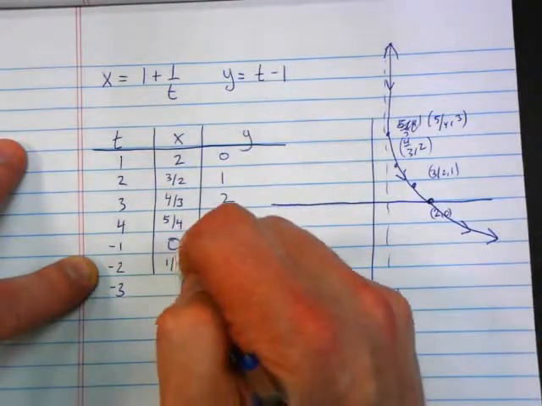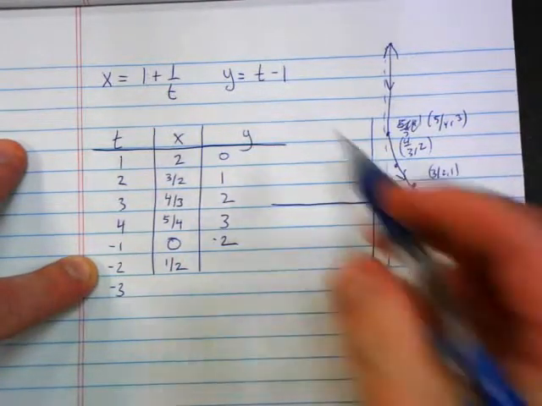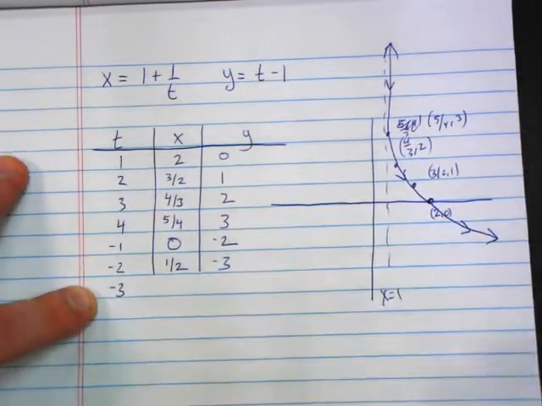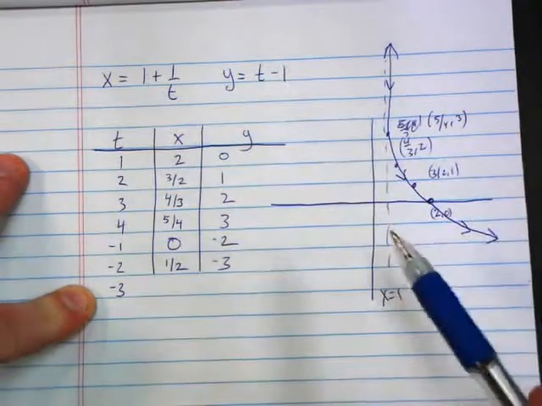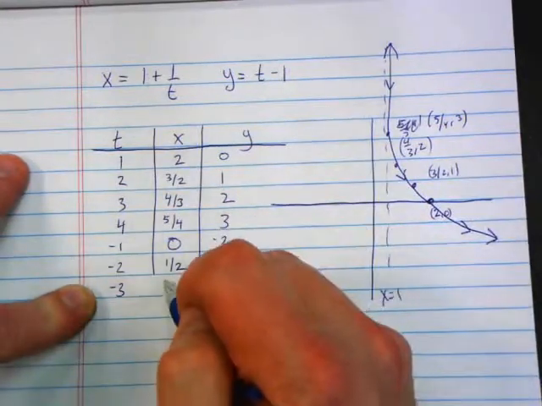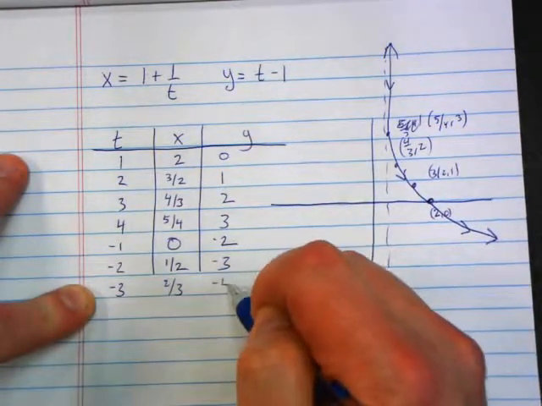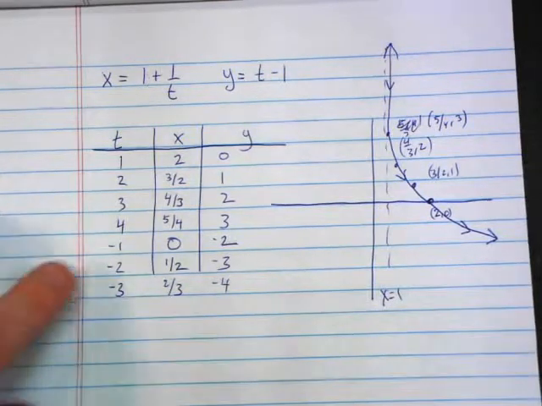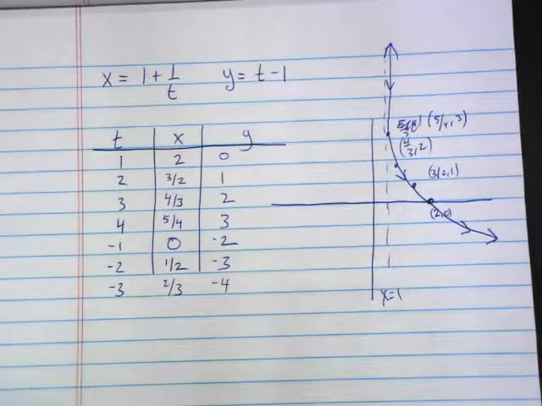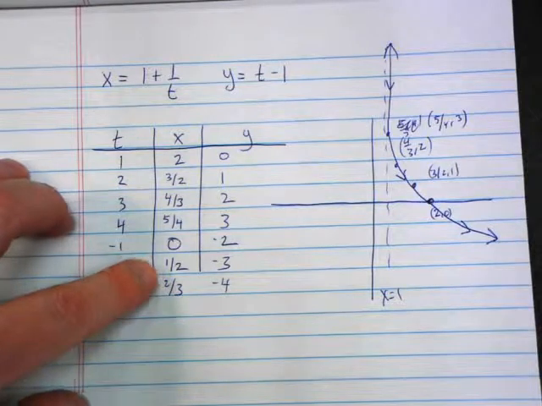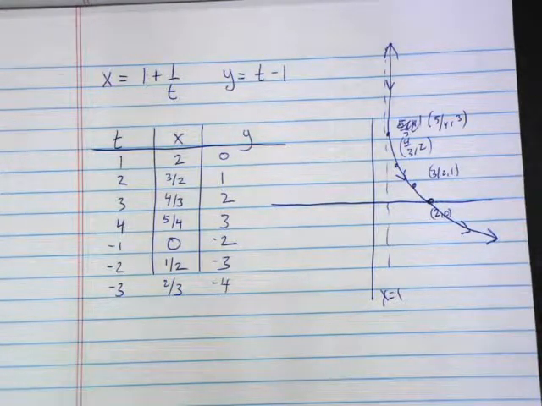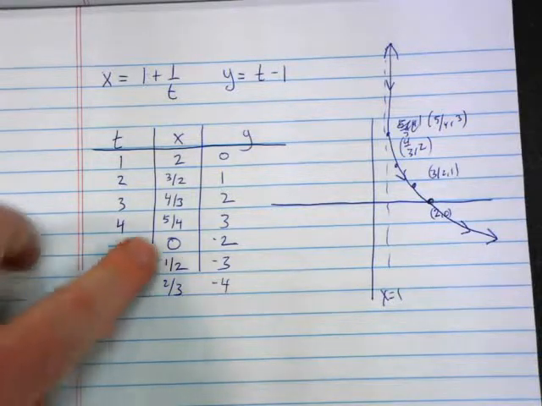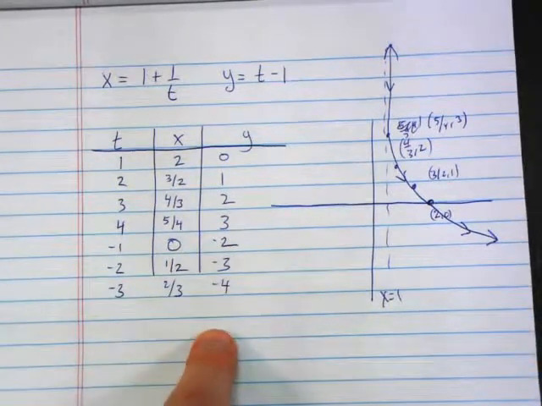That's 1/2. And negative 2 minus 1 is negative 3. Plug in negative 3. 1 minus a third is 2/3. Negative 4. What would the next one be? 1/2, 2/3, 3/4, 4/5. Again, what's happening? My numbers are getting closer and closer to x equals 1, but my y values are getting negative.